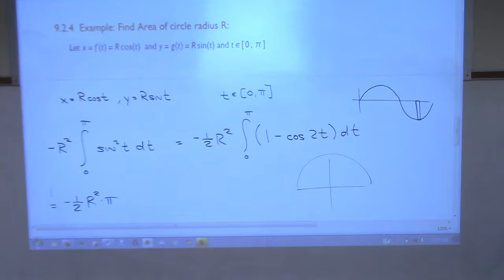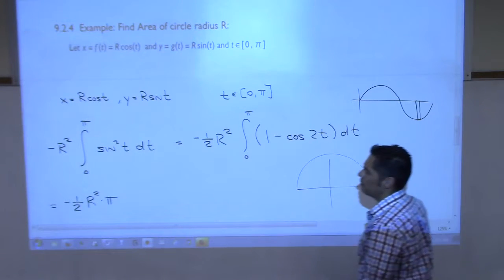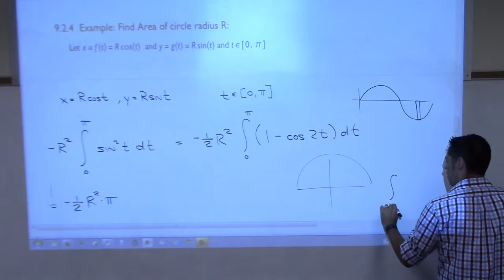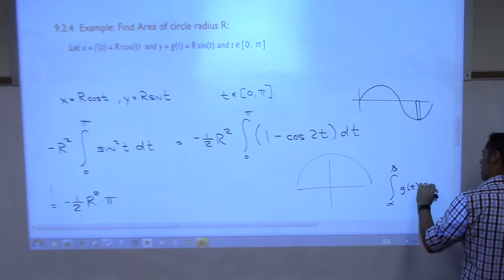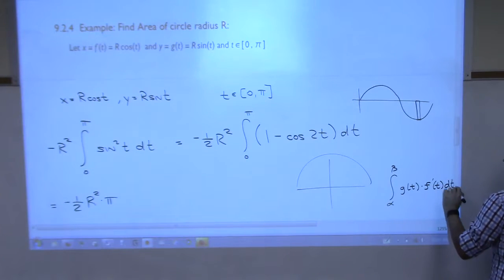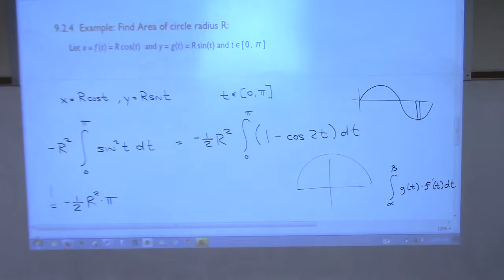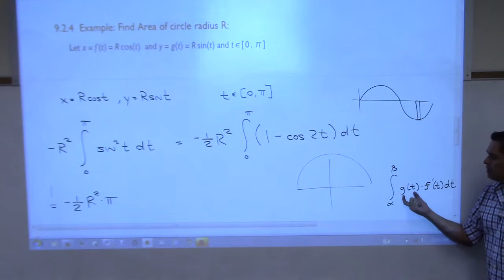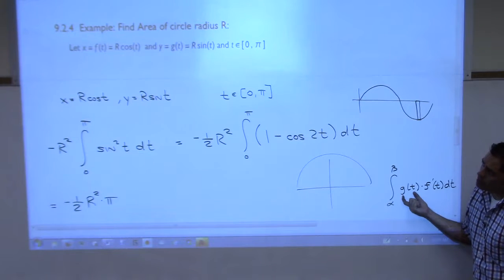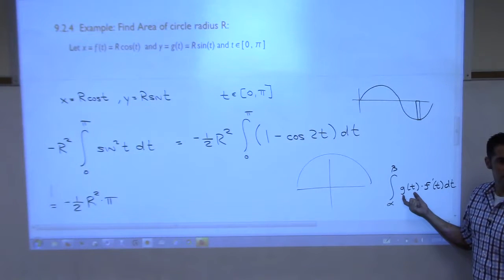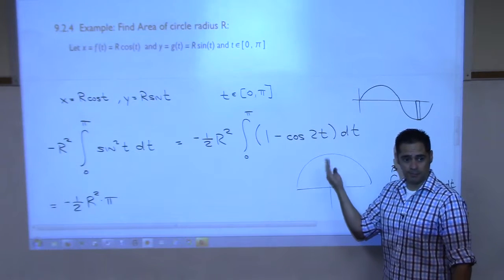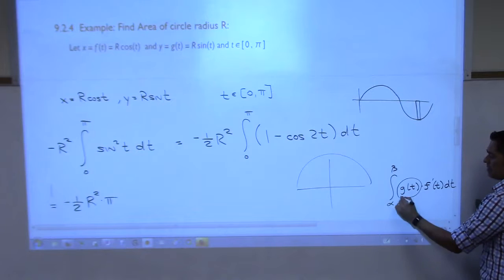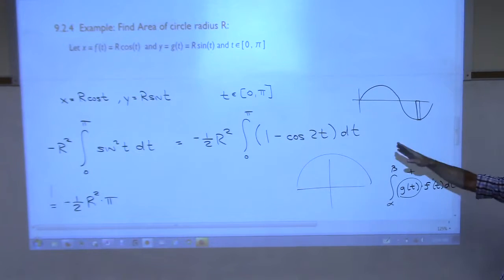Well, look at our formula here. Integral alpha to beta of g of t times f prime of t dt, right? So as you're moving, the g of t is always what for us? It's always sine, isn't it? And if you're up here in the first and second quadrant, sine is positive. So this is going to be a positive number always, on our interval 0 to pi.